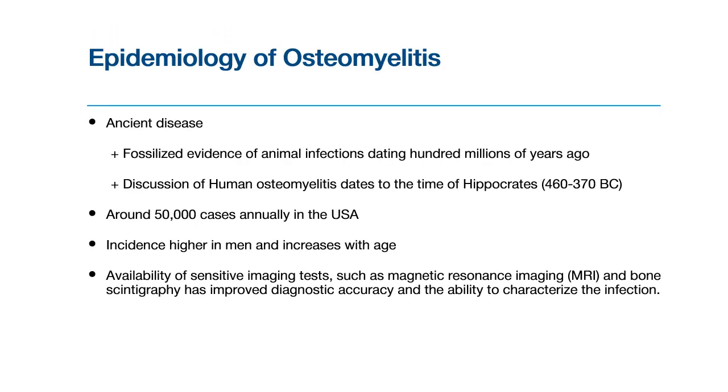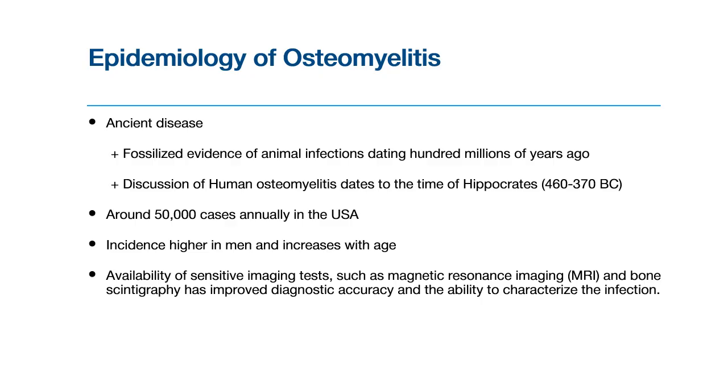Osteomyelitis is an ancient disease with fossilized evidence of animal infection hundreds of millions of years ago. Discussion of human osteomyelitis dates to the time of Hippocrates, 460 to 370 BC. Classification of osteomyelitis is needed for treatment planning, prognostication, and clinical studies. Around 50,000 cases are diagnosed annually in the United States of America. The incidence is higher in men and increases with age.